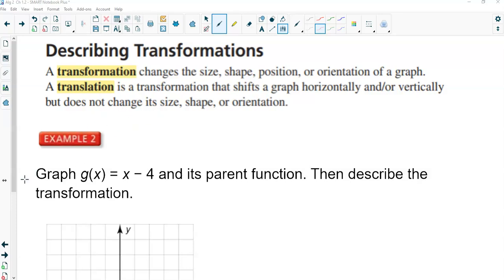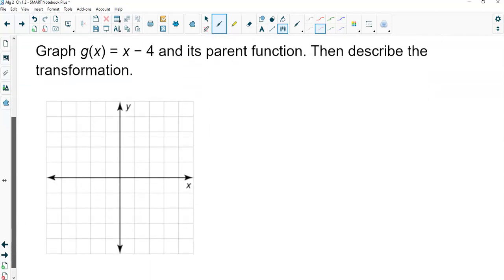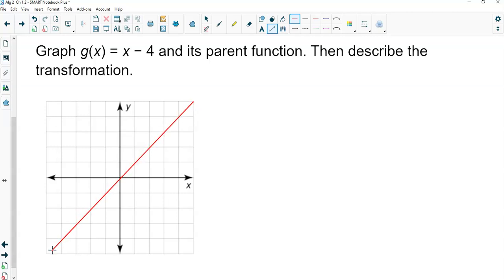or orientation. Okay, so we're going to go over example 2 here. They give us a graph, g of x equals x minus 4, and its parent function. So we want to graph g of x, and we want to graph the parent function. Then describe the transformation. Well, let's see. I know the linear parent function to be a line that goes from the origin and then goes corner to corner. So learn those because the slope is 1 and the y-intercept is 0. So I'm just going to graph it real quick because I know where it is. See, if you learn your parent functions, then you could be fast about it.